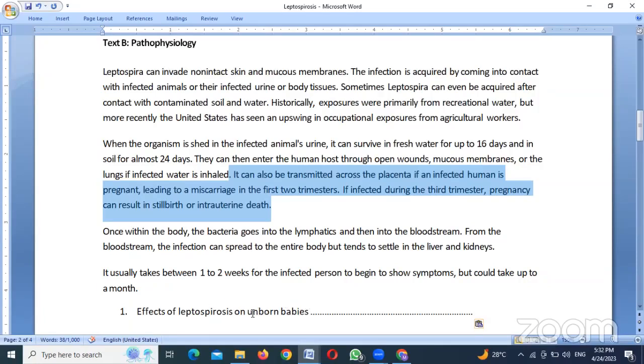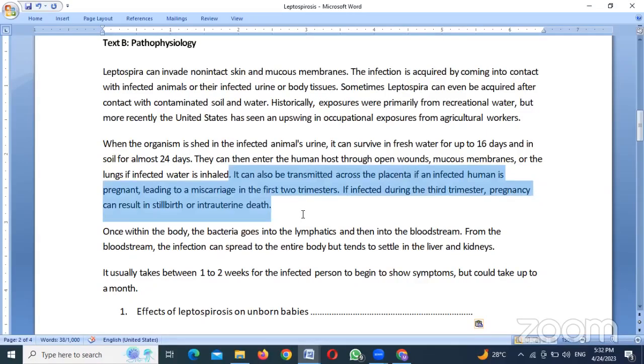I am using the same word, unborn babies. No, he's not using the same words. So those who are in the 3rd trimester, those in the 2nd trimester, if there is an effect of leptospirosis on them, this is what we are talking about. Was it easy to find in which text it is possible to find this answer? It was difficult, okay?